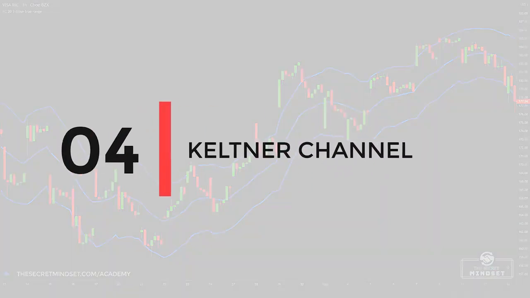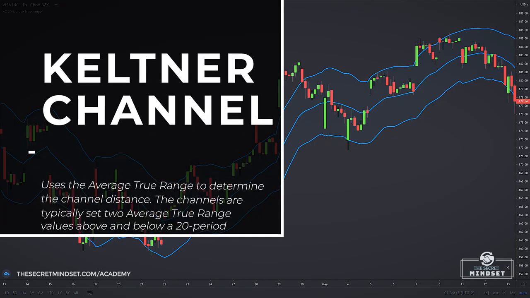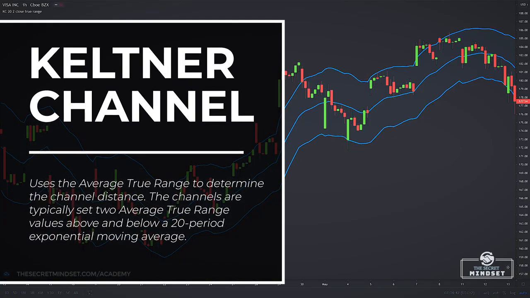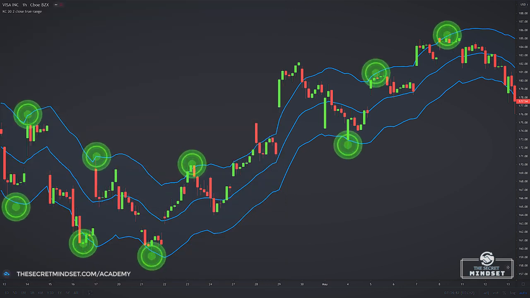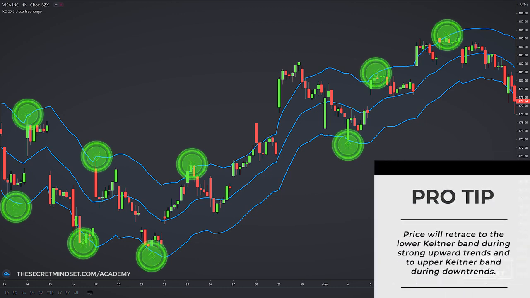Number 4. Keltner Channel. Keltner Channel uses the average true range to determine the channel distance. The channels are typically set to average true range values above and below a 20-period exponential moving average. The upper and lower bands of the Keltner Channel can act as dynamic resistance and support areas. In a sideways market, when there isn't a clear trend on the chart, Keltner Channel will definitely provide excellent support and resistance. During trending markets, the Keltner Channel also serves as a reliable support and resistance area.